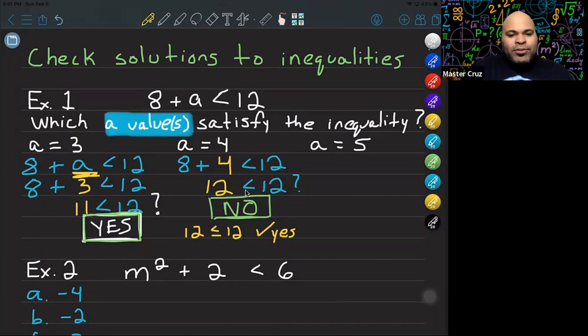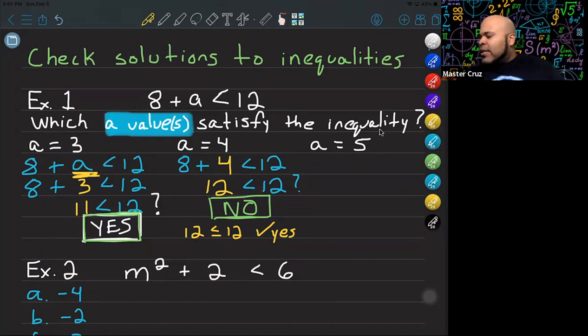But know the difference. Less than, no equal to sign, the less than sign alone is not a solution, but with the equal to sign, it will be. The last is a equals 5.